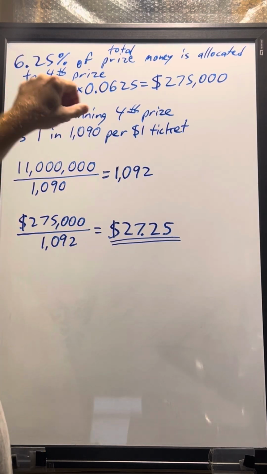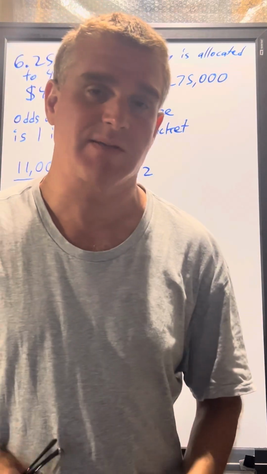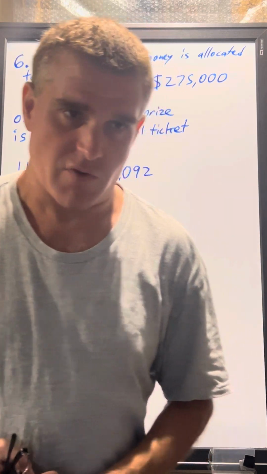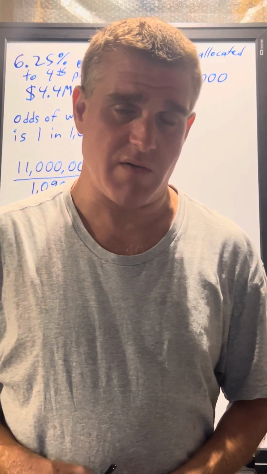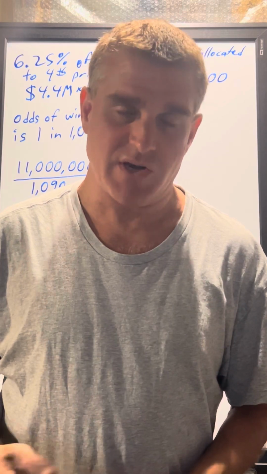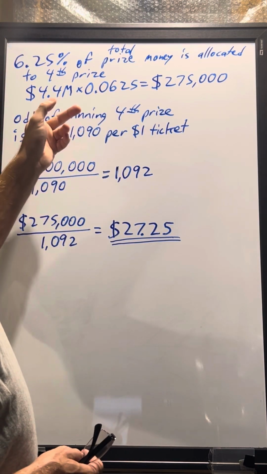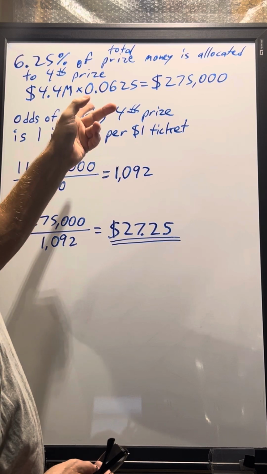So, according to the New York State Lottery website, 6.25% of total prize money is allocated to fourth prize. Now, remember, it was announced that first prize is $3.3 million, and first prize accounts for 75% of the prize money. So if you take 3.3 million and divide that by 0.75, you get 4.4 million, which is how we determined what the total prize money was. So 6.25% of that, 4.4 million times 0.0625, is $275,000, which is going to be allocated to fourth prize.